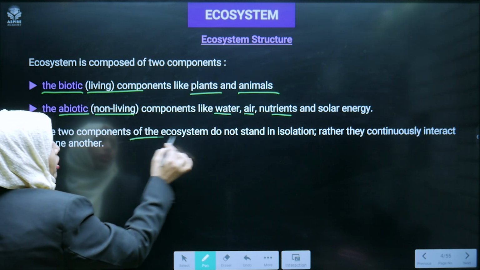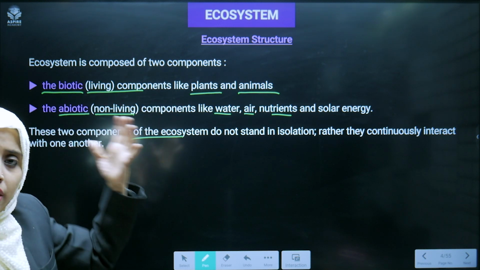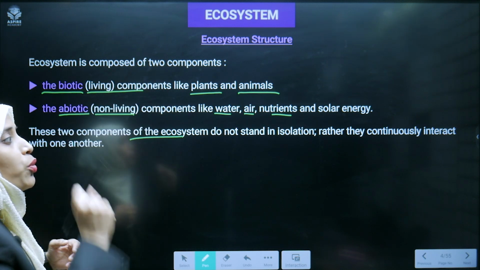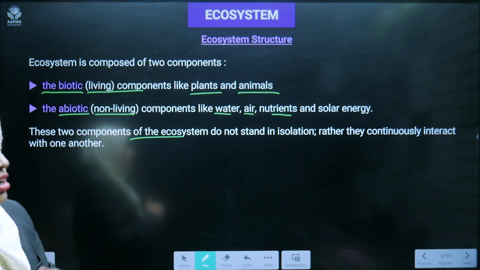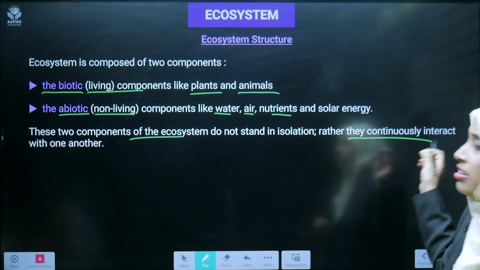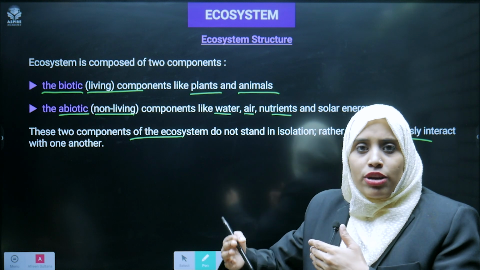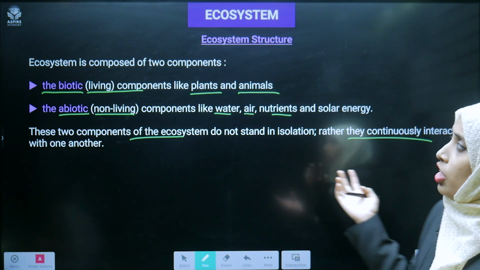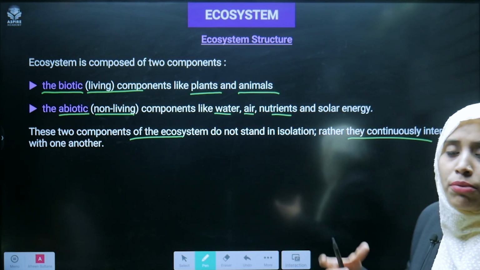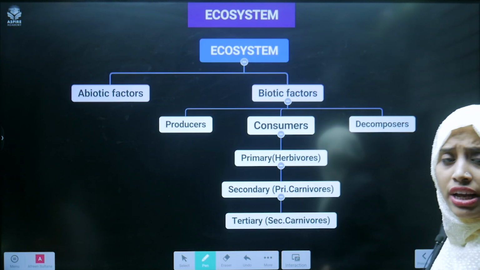These two components of the ecosystem do not stand in isolation. Independently they are not working, they are working together. Continuously they show interaction, and then the function of the ecosystem and the structure of the ecosystem gets completed. Now we'll see what are the biotic and the abiotic components.